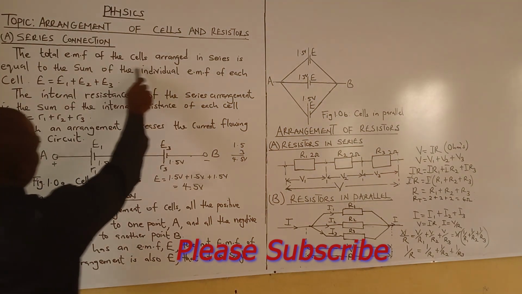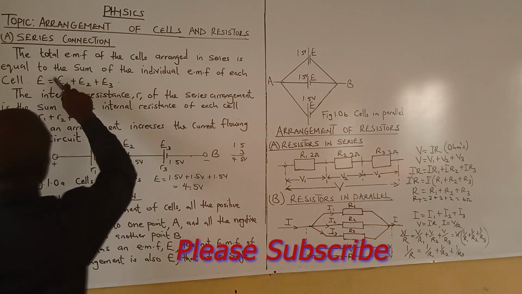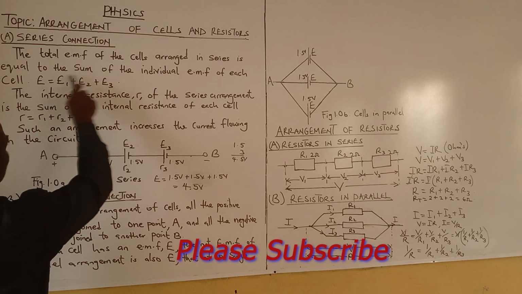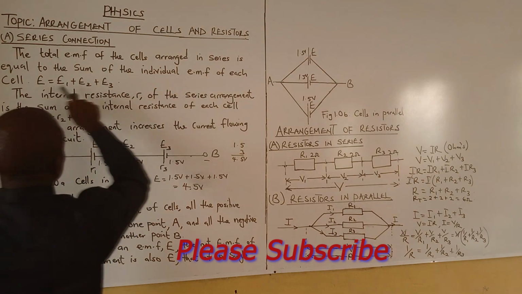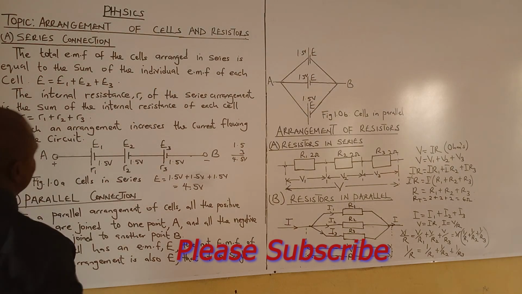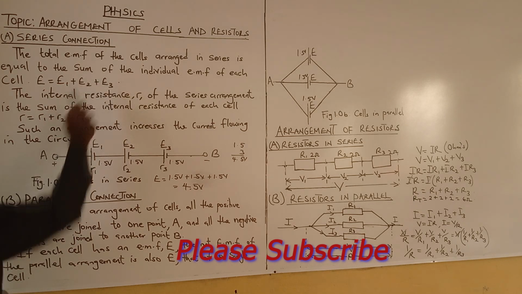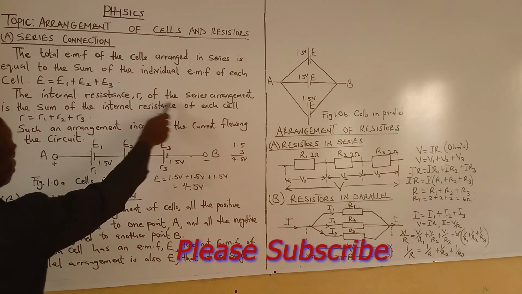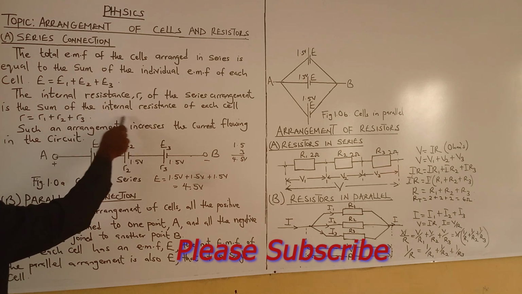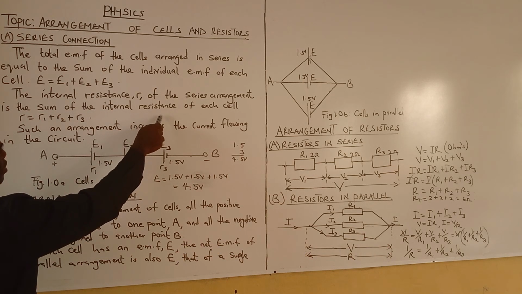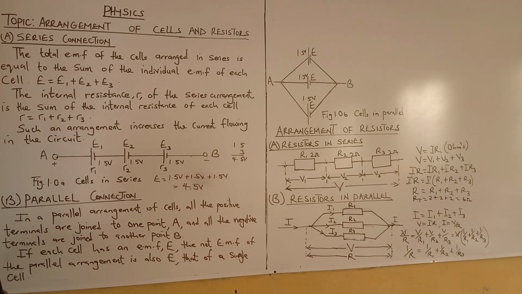The total EMF of the cells arranged in series is equal to the sum of the individual EMF of each cell. E equals E1 plus E2 plus E3. The internal resistance R of the series arrangement is the sum of the internal resistance of each cell. R equals R1 plus R2 plus R3.